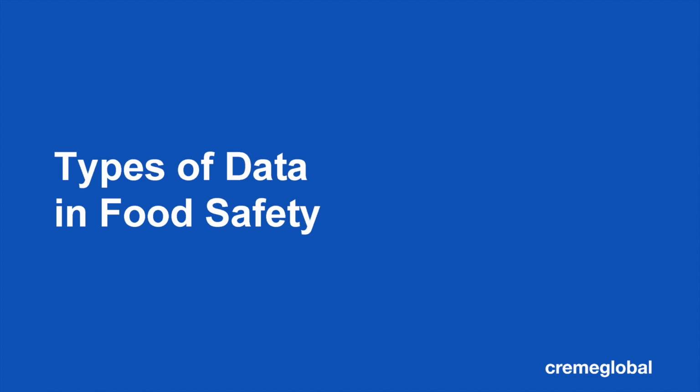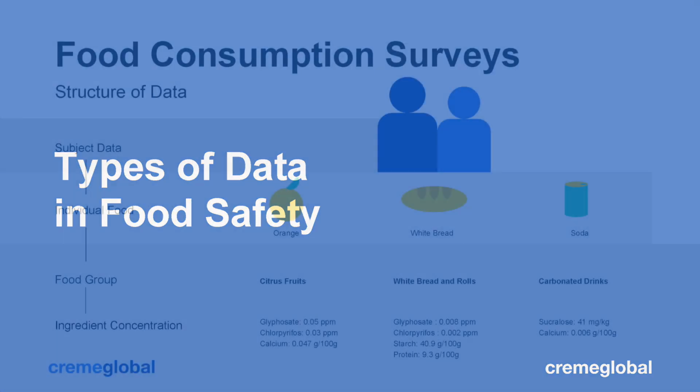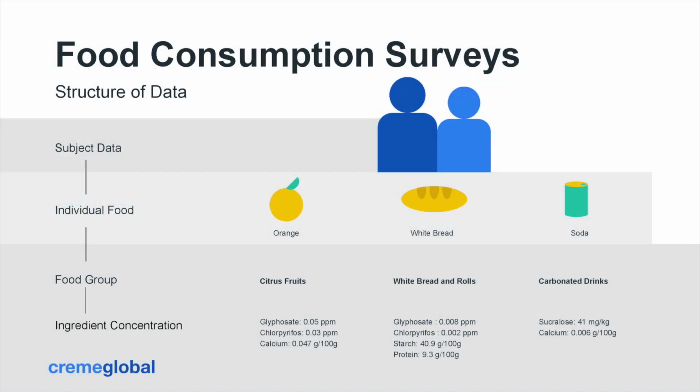So next, I will talk about the types of data sources typically used in the food safety assessments. This slide shows the structure of the data in the food consumption surveys. So firstly, we need the subject-specific data. It contains basic information about every subject in the survey, and normally it consists of more than 1,000 participants from one country. For each of the subjects, we need their consumption diary, which is a record of all individual foods they consumed in a day, together with the amounts consumed.